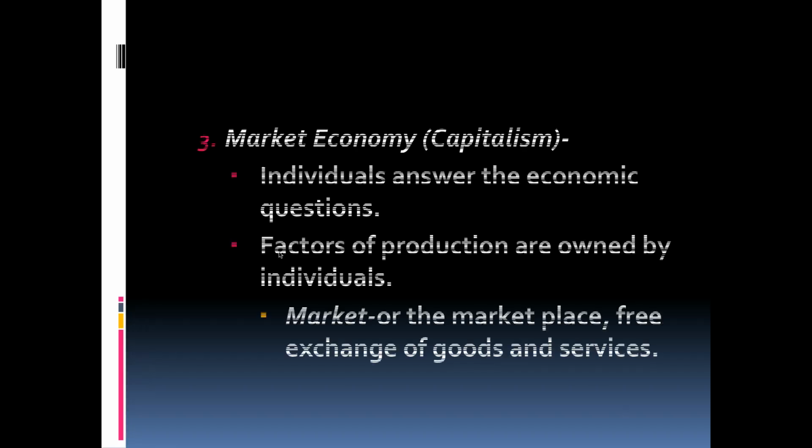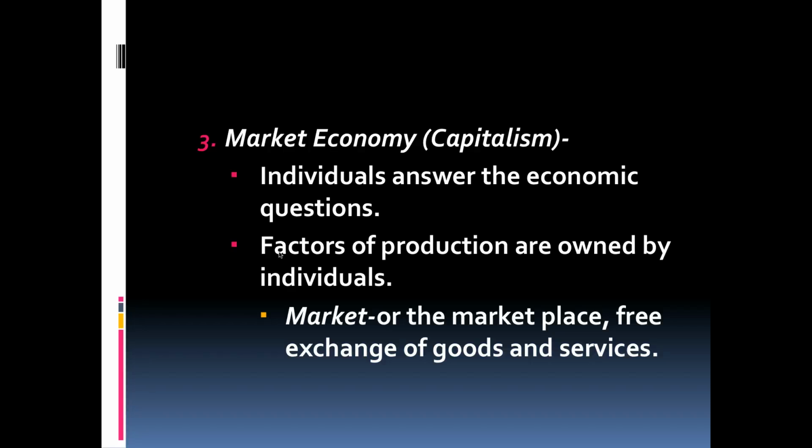Now, next economic system, number 3 here, we're going to look at, is called a market economy. This is also known as capitalism, and this is what we have here in the United States. So in this type of economy, individuals are going to answer the economic questions. The factors of production, remember that's land, labor, capital, and entrepreneurship, are owned by individuals. And in a market economy, in capitalism, people meet in markets or the marketplace where there is a free exchange of goods and services. So individuals are going to interact to buy and sell things at certain prices in markets in a market economy.